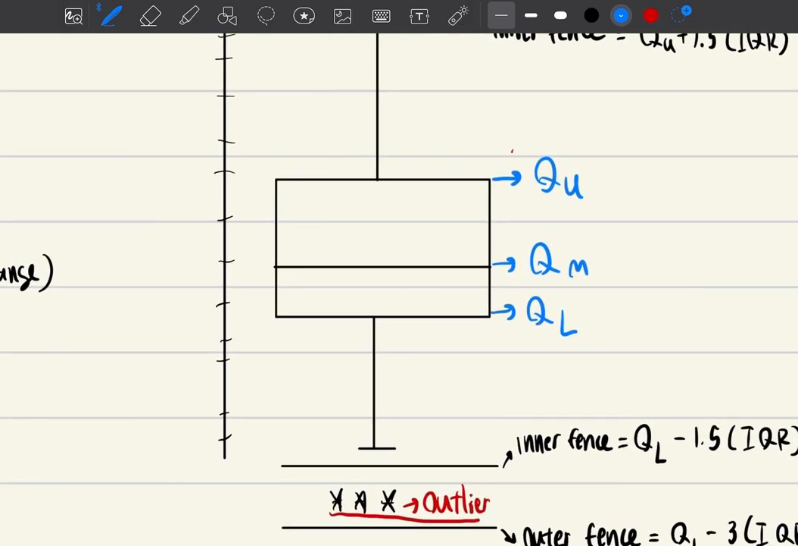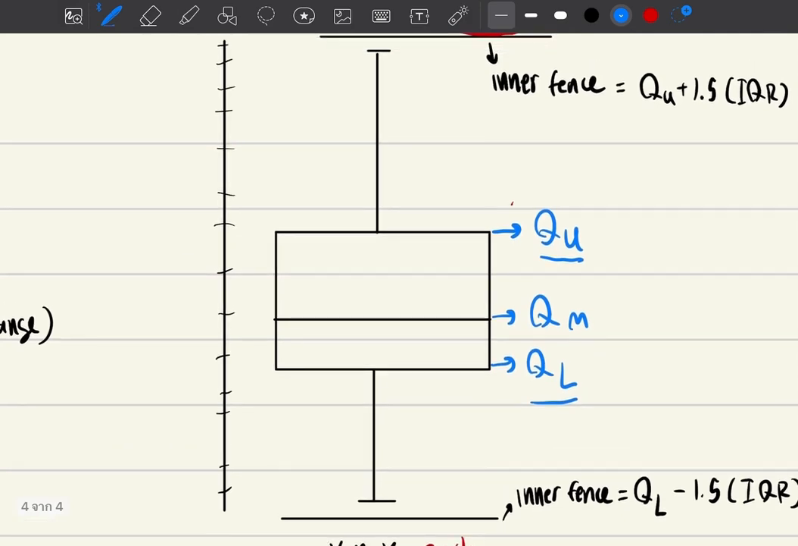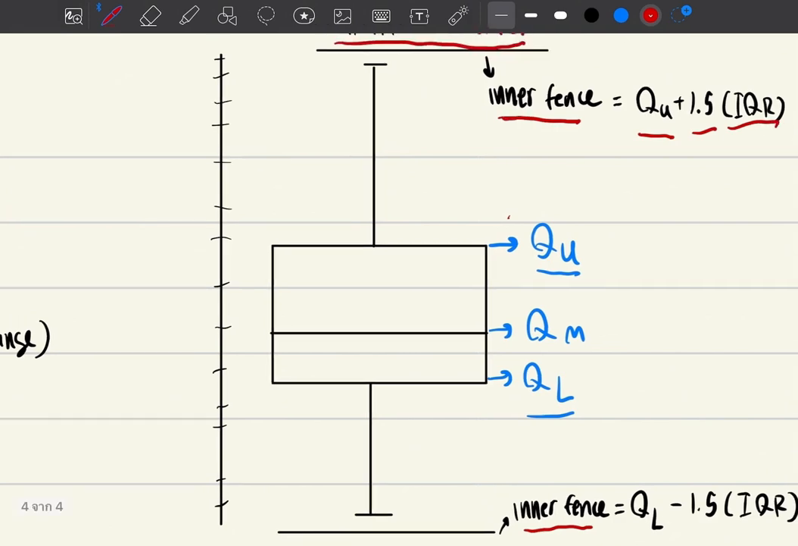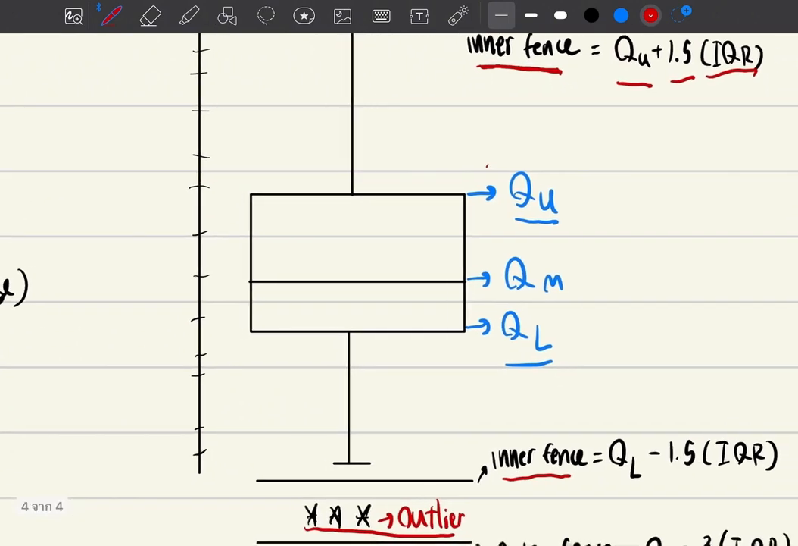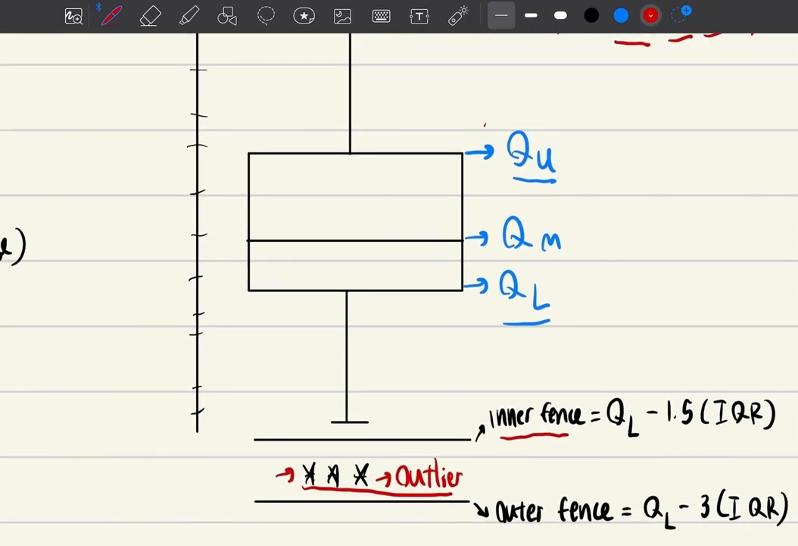It is the interquartile range. So to draw it, it's going to be like this. The upper one is the upper quartile, the lower one is the lower quartile, and the middle one is the middle quartile or median. As you can see, we can see the inner fence of the upper quartile and the inner fence of the lower quartile. For the upper one, the inner fence is equal to the upper quartile plus 1.5 interquartile range. And for the lower quartile, the inner fence is equal to the lower quartile minus 1.5 interquartile range, and the outliers are over here and over here.